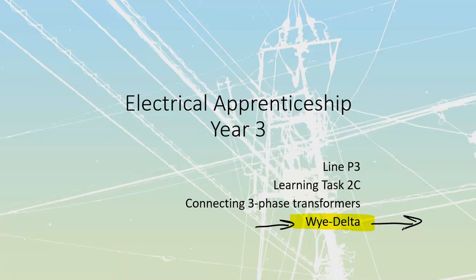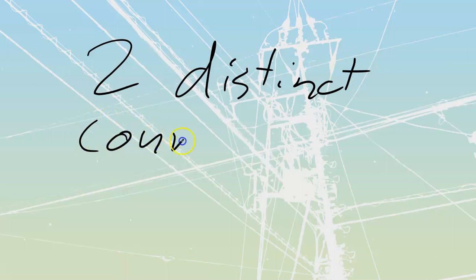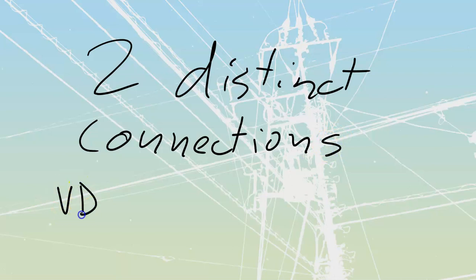But because we know that when we're making transformer drawings that we always have to draw the high side first, there are going to be two distinct connections that we are going to go and make. We're going to do them one at a time, but both are going to require a voltage diagram, as well as a connection diagram that we are then going to create off of that.